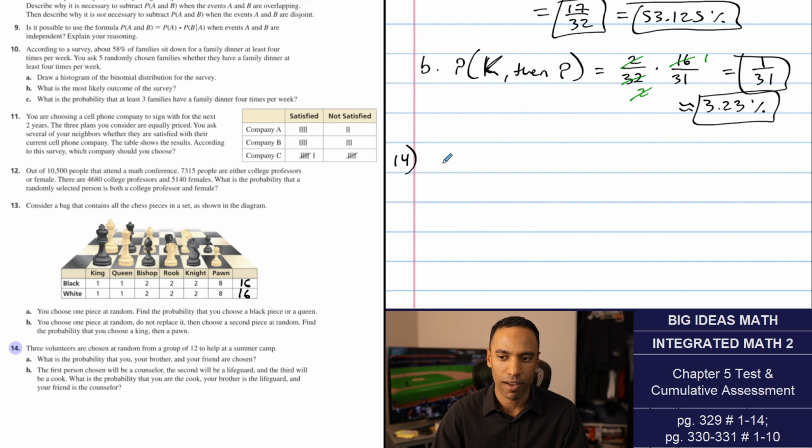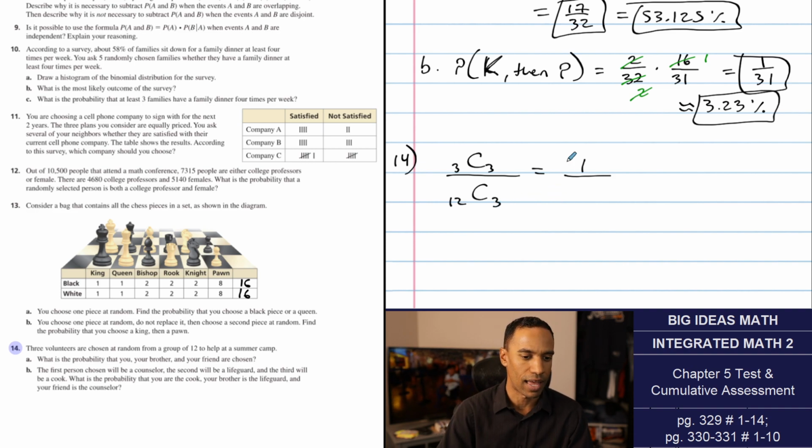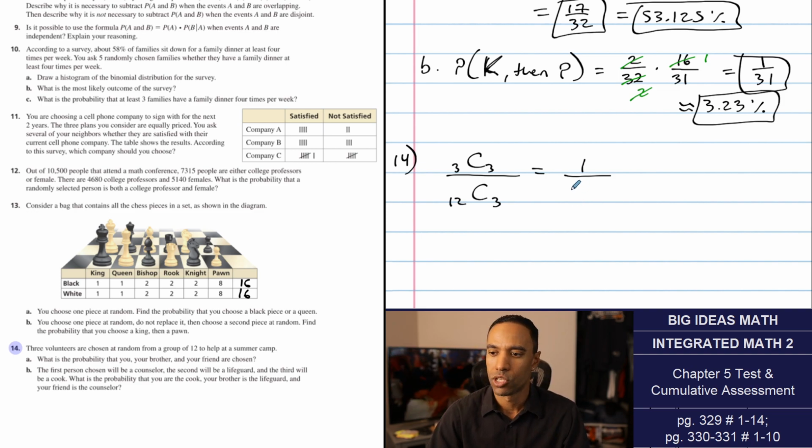So probability of us chosen is going to be, I'll just say 3 choose 3, which is 1 out of, and then here, 12 choose 3, right? 12 people to choose from, and we'll select 3 out of that set. So 12 choose 3, I'm going to let my calculator do this. 12 choose 3 is 220. So we have a 1 out of 220 shot of letting this happen.